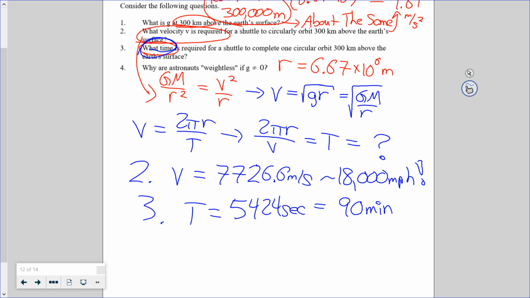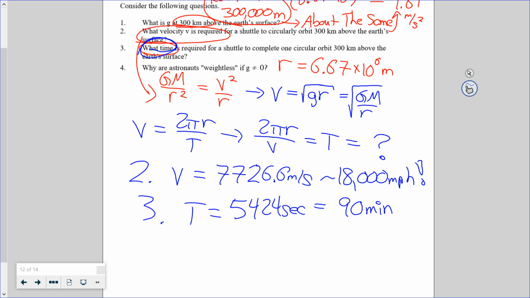You did not get that. Oh, you use little g. If I take 9.81 times my fancy new radius, and then take the square root, I get about 8,000. It's a little too big.